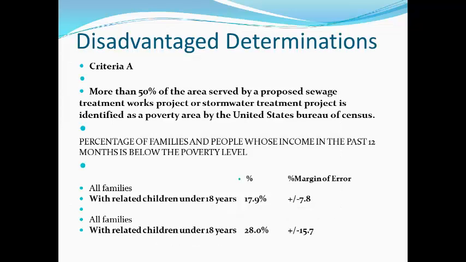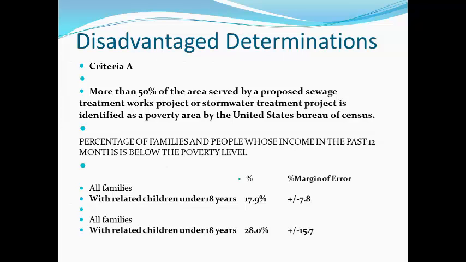Appendix F deals with disadvantage determinations. There are 4 criteria used to determine disadvantaged status. The first criterion is that more than 50% of the area served by the project is designated or identified as a poverty area by the Census Bureau. We have worked with the state demographer and determined that this means that at least 20% of the families have income in the past 12 months below the poverty level. These numbers are detailed in the Census Fact Finder online.